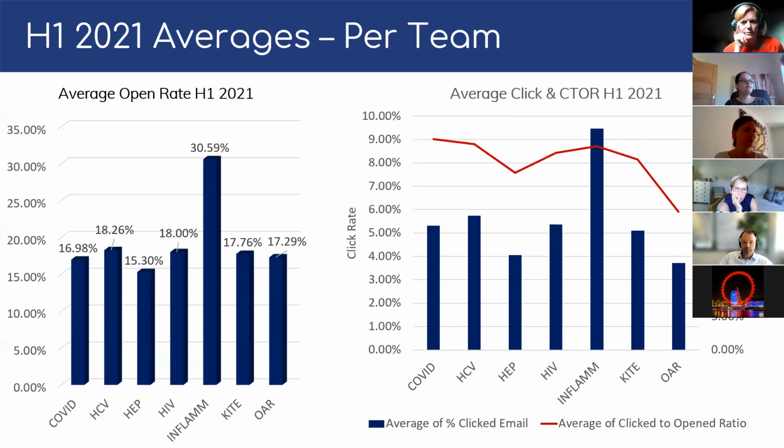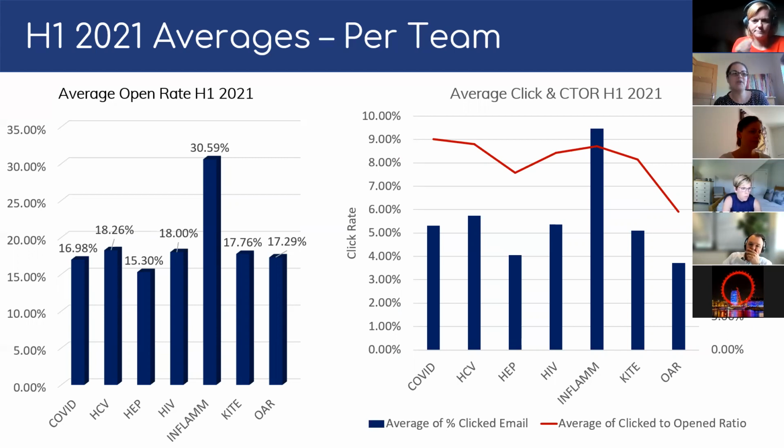Okay, and then we've got everybody's average open rates. So this is across all your email types for the different teams. Ignore the Inflam one because it was a consent email as they moved over, so don't worry about that one too much. But so far, we have the liver team and the HIV team pretty much neck and neck at 18 and 18.26%, and the rest of you certainly aren't that far behind at all. So it's a pretty close race. So let's see what we can do in the second half and who can inch ahead with their open rates.